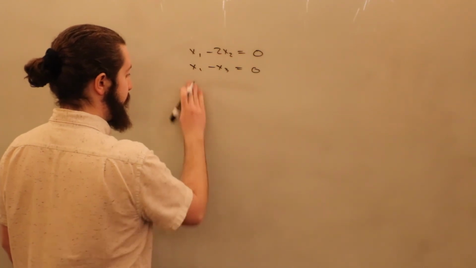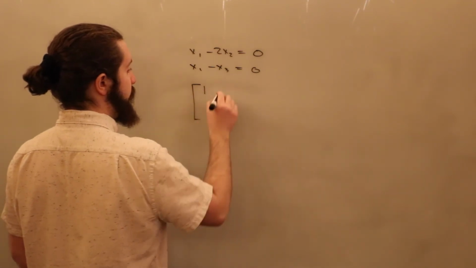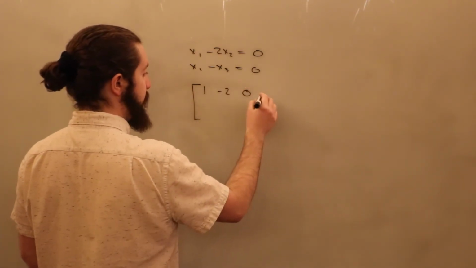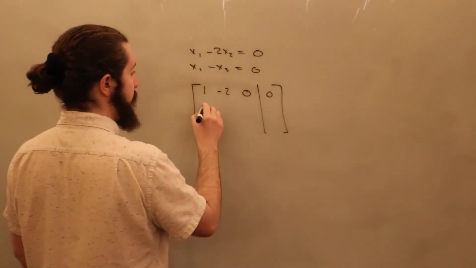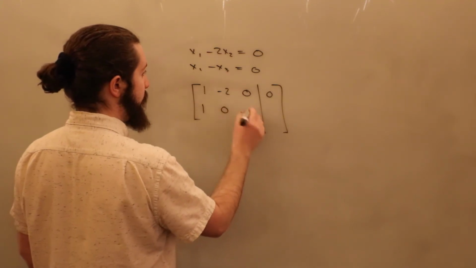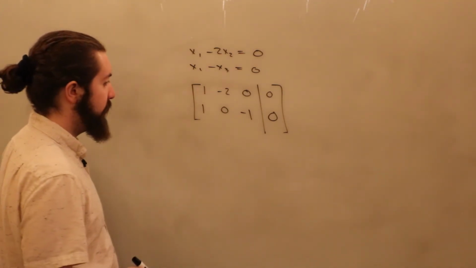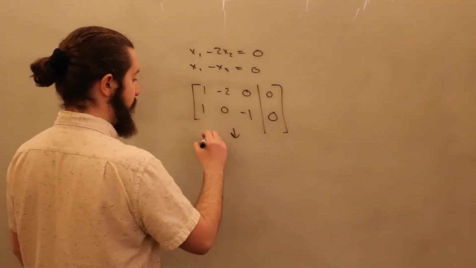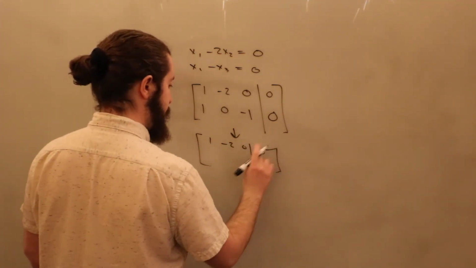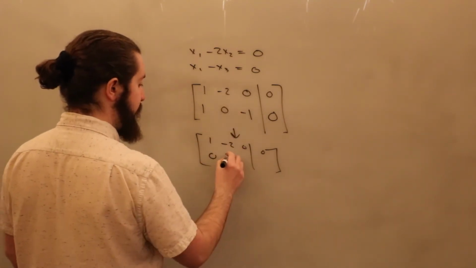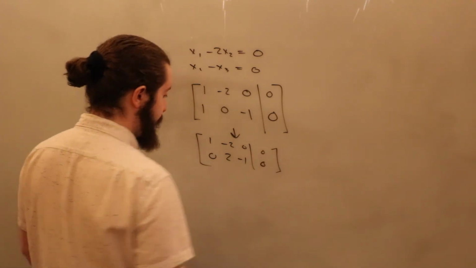So we're going to have 1 times x1 minus 2 times x2, 0, 0. And then we're going to have 1, 0, and negative 1 is equal to 0. This is our augmented matrix for the system. Well, let's add negative 1 of the first row into the second row. That'll give us 0, positive 2, 0 plus negative 1 is negative 1, and 0 again over here.